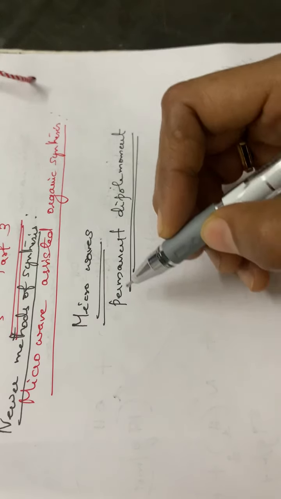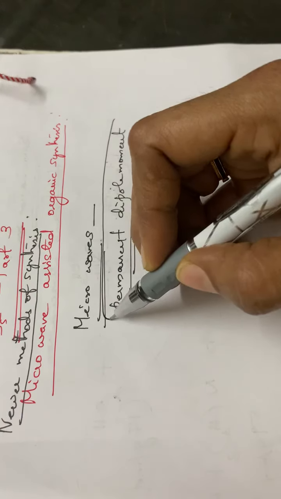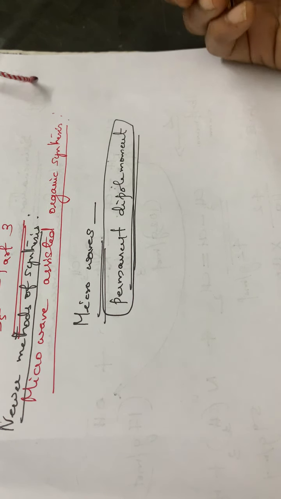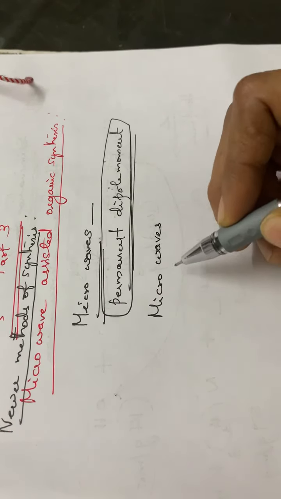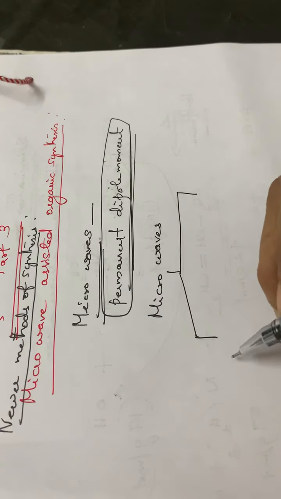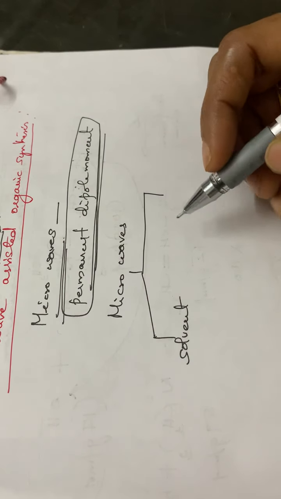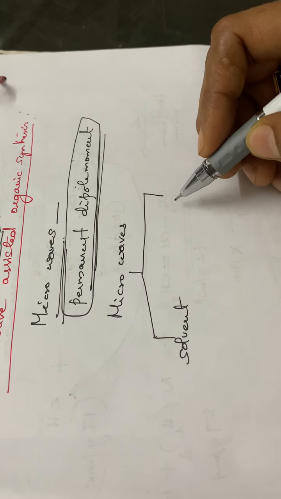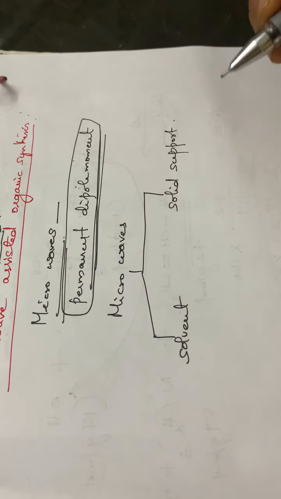So we can say that microwaves are an alternate source of energy, and molecules will be active if they have a permanent dipole moment. Microwave induced organic reactions can be carried out in the presence of a suitable solvent. Normally organic reactions are carried out in the presence of some solvent, isn't it? But they can also be carried out without solvent, that means with the help of a solid support itself.